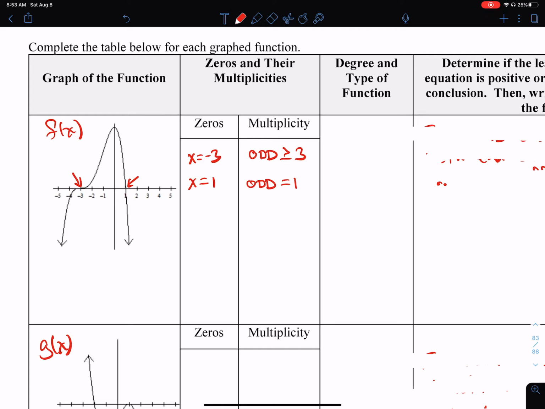So degree we can nail down with some uncertainty. Type we can also nail down with some uncertainty. 1 plus 3 is 4. Since this is odd and it's at least 3, it's going to be 3, 5, 7, 9. If you add two odd numbers, you're always going to get an even number. So we would say this is even degree, and it's even degree of at least 4. So this is at least quartic.